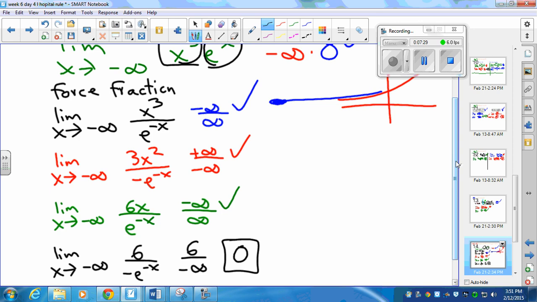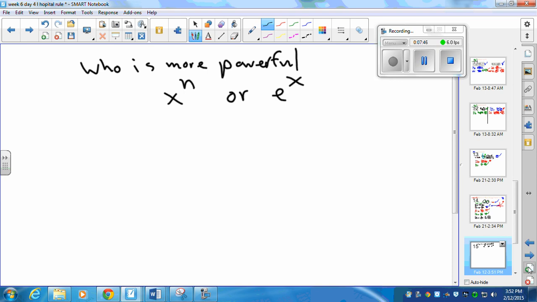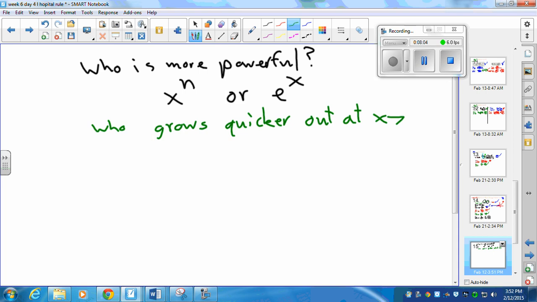Who is more powerful? That is a question I want to add right here. Who is more powerful, x to the n or e to the x? What I mean by more powerful is, another way to phrase it is, who grows quicker as x goes to infinity.